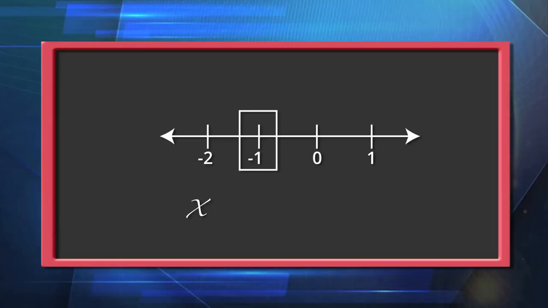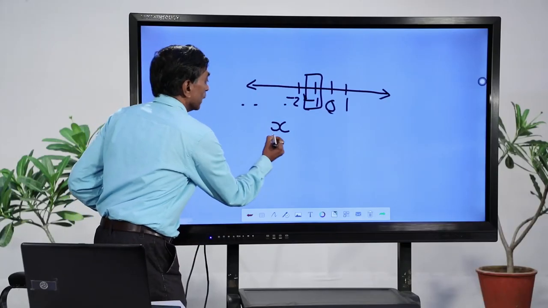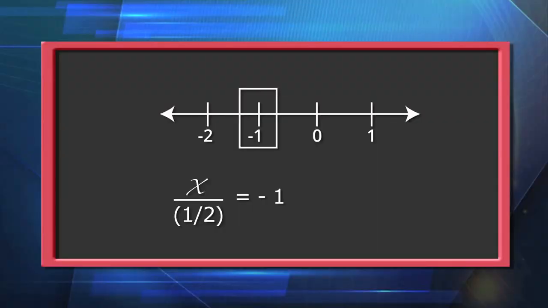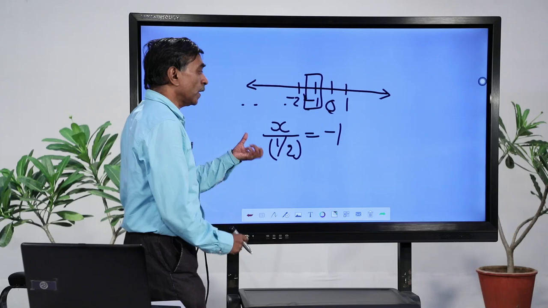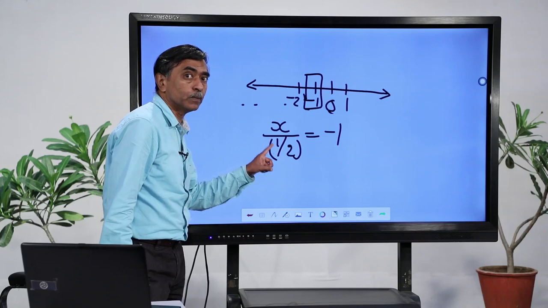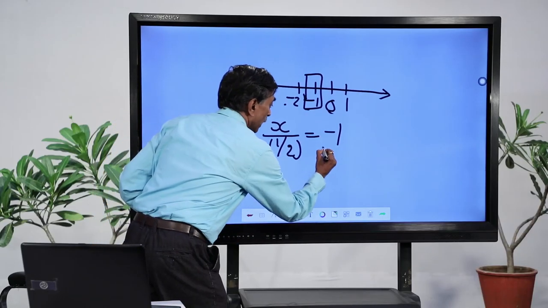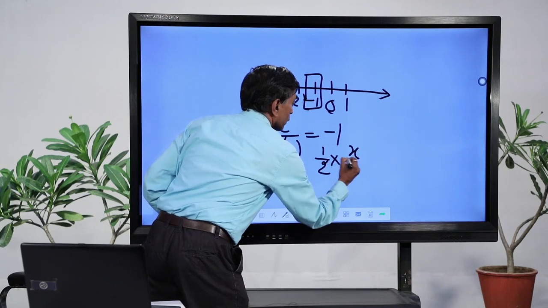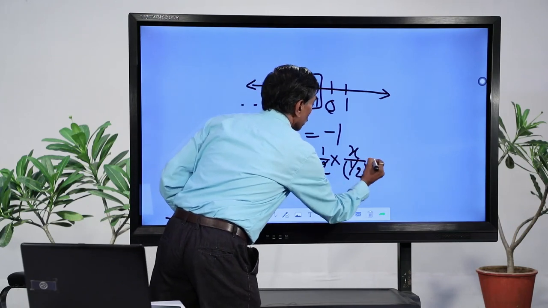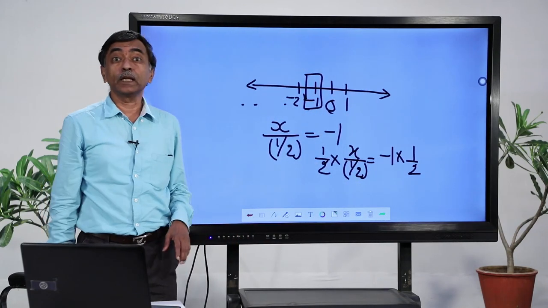And now again you can follow the same process here. If I suppose the number to be x, mind the words here, what should be divided by 1 by 2? I say that suppose x is divided by 1 by 2, x divided by 1 by 2 gives me minus 1. When I simplify this now, what I find here is I have divided some number here and I do not want this number here. So, what I do is I multiply both sides by 1 by 2 so that I get 1 here. So, I can say 1 by 2 multiplied by x upon 1 by 2 is equal to minus 1 multiplied by 1 by 2, transposing the number to other side.